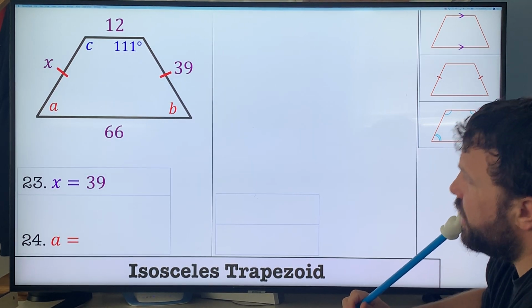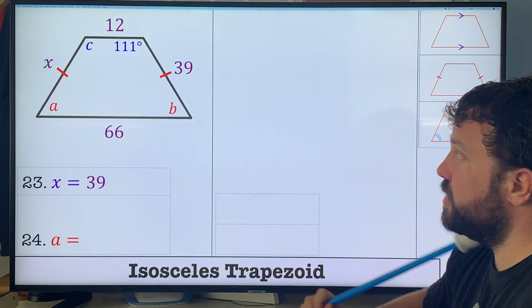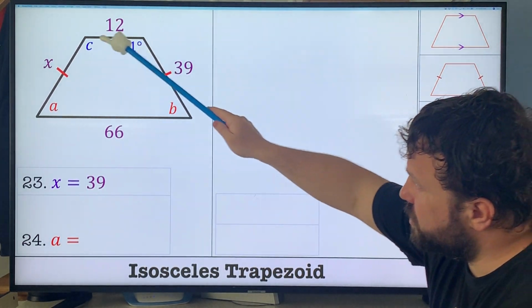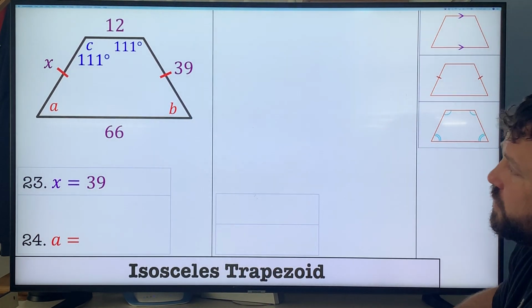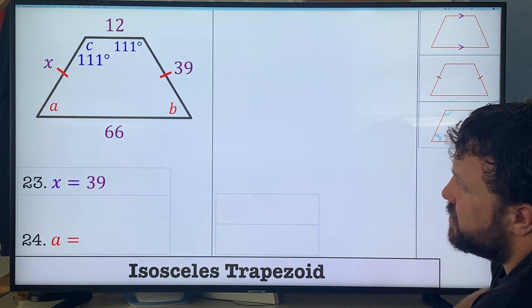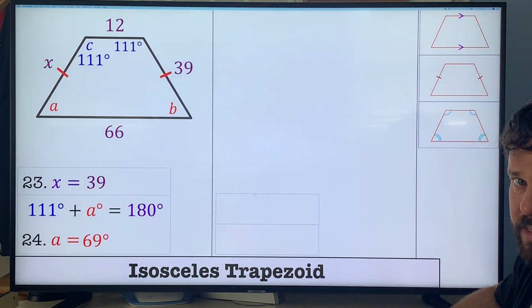Now, if I want to find out what a is, I know that this is 111. C next to it is also 111. And these two angles are supplementary, meaning they add up to 180. So to find a, I just make c equal to 111, and a plus 111 equals 180, because they're supplementary. 180 minus 111 is 69 degrees.